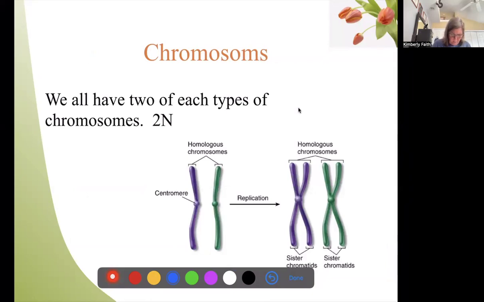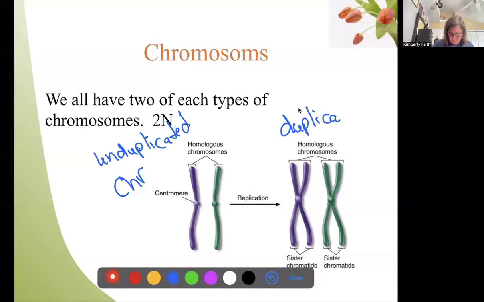We have our monads, or our unduplicated chromosome, versus our duplicated chromosome. You can see how when they went through their S phase in the cell cycle, they made the sister chromatid.